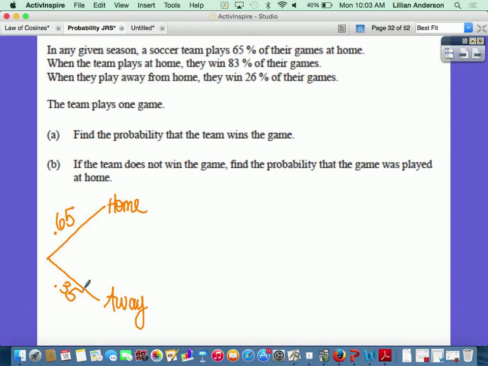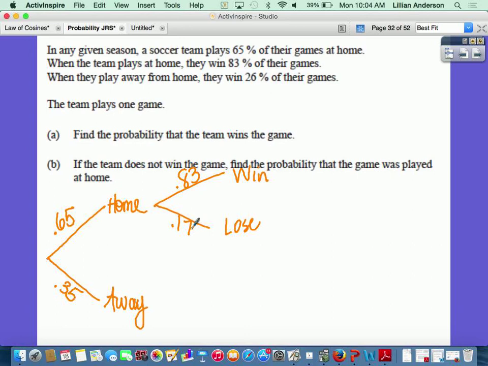Now if they play home, what could happen? They could win or lose. So I have 2 instances that could happen here. Well, if they play home, what's the probability that they'll win? 83%. So then what's the probability that they play home, they lose? 17%. And again, each branch should add to be 1 or 100%. So they only give you one part of the branch. You can easily figure out the other by just subtracting it from 1 or 100.